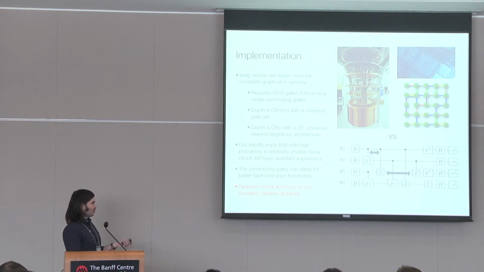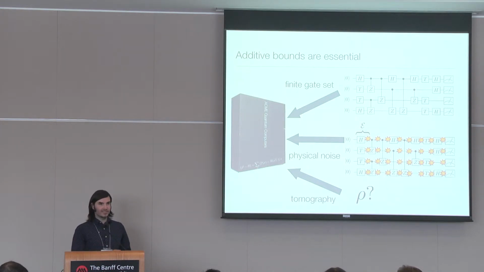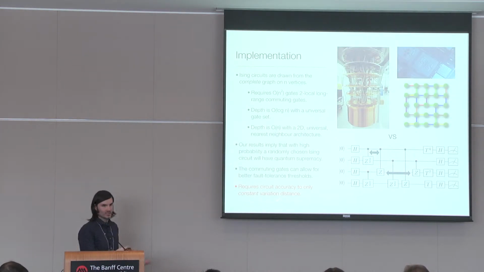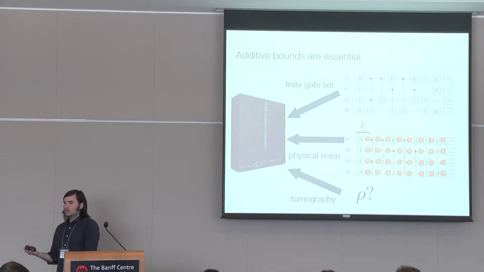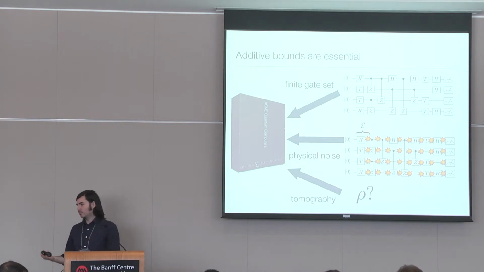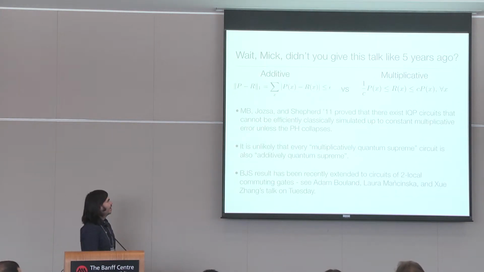And finally, I've already said this, but it requires circuit accuracy to only constant variation distance. And this is the thing we have to do the most work to actually prove. Why are such additive bounds essential? Because if you have finite gate sets, any sort of noise model which is physical, and you also want to in any way learn the states that you're actually making, you need to have these proofs work to within additive bounds, which means we have to work pretty hard.